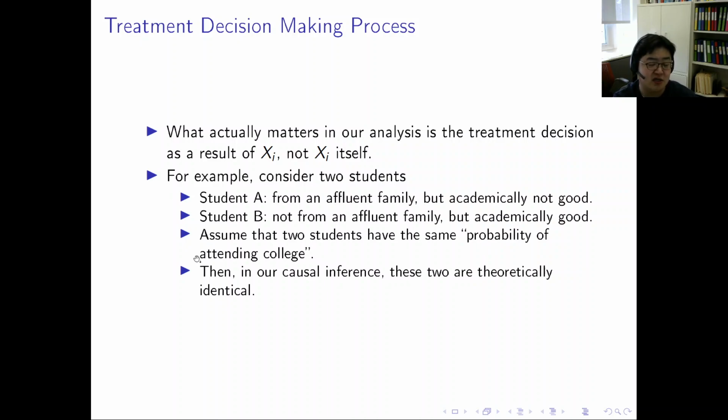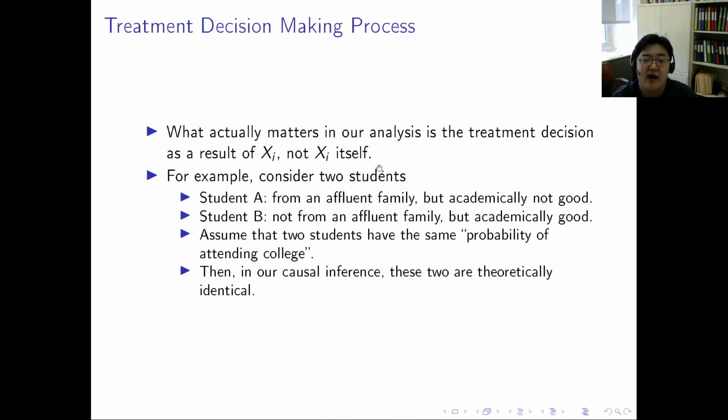probability of attending college. Then, in our analysis, in our inference, we don't need to distinguish these two students. Their family income and test scores are different, but in the end, their probabilities are the same. Their probabilities of attending college are the same, so theoretically, they are identical in our analysis, right? Do you get the idea?